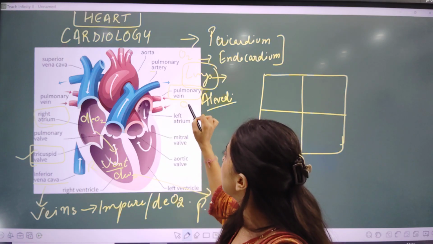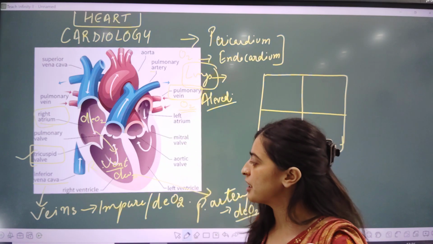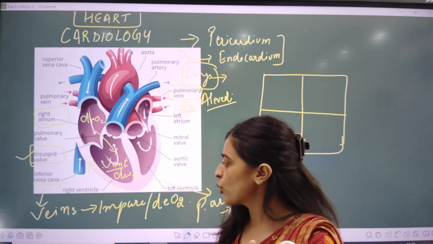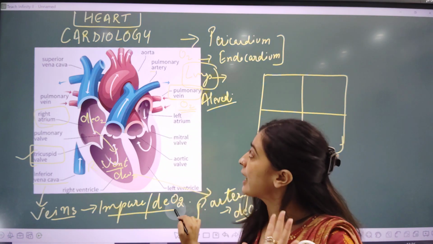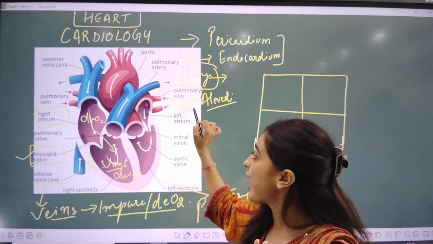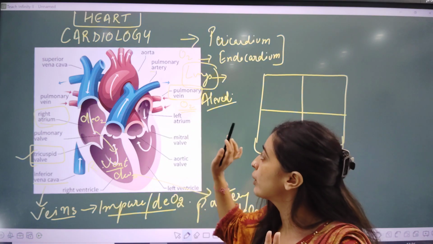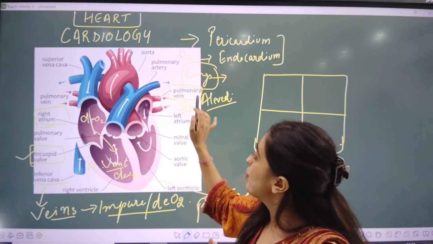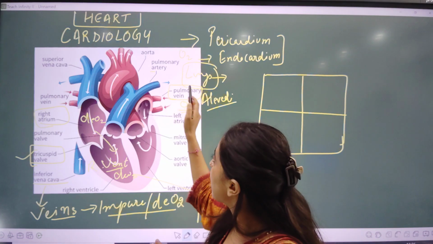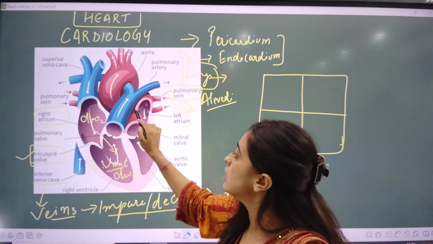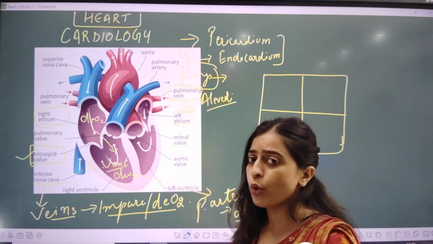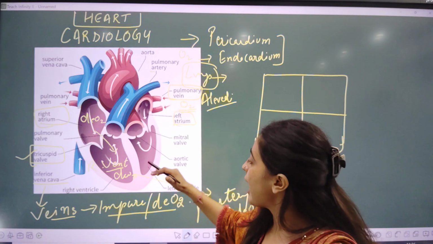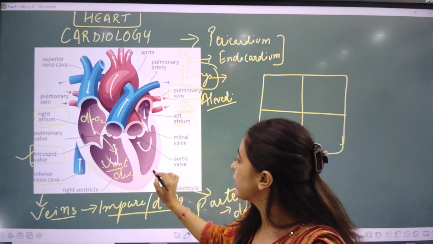This oxygenated blood comes back with the help of the pulmonary vein. The pulmonary vein carries oxygenated blood. But as I told you, veins always carry deoxygenated blood, so here is again an exception: the pulmonary vein carries oxygenated blood. This is important. The pulmonary vein brings the oxygenated blood from the lungs to the left atrium, and below it there is the left ventricle.